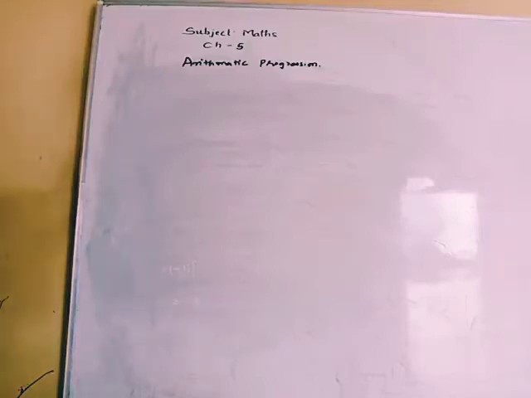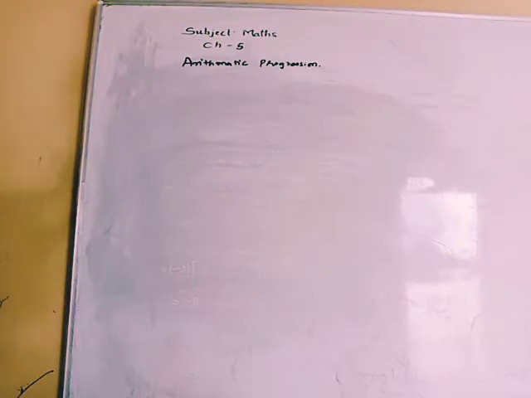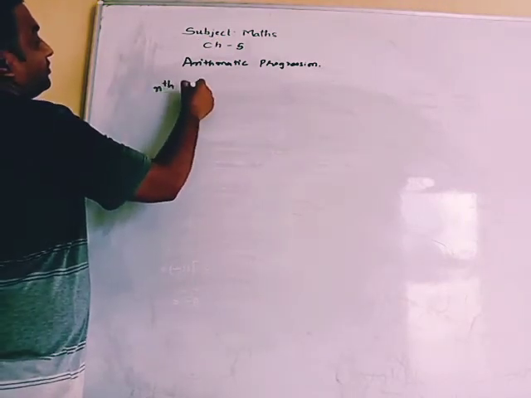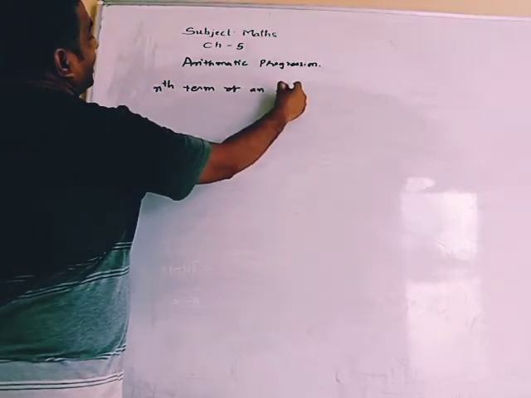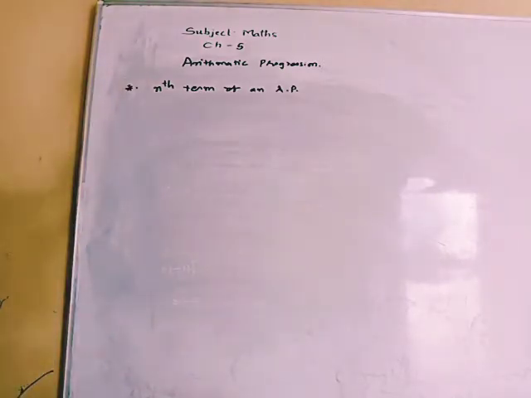Hello friends, today in math, chapter 5, arithmetic progression. We will study the nth term of an arithmetic progression, that is, AP. So now we want to find the nth term.